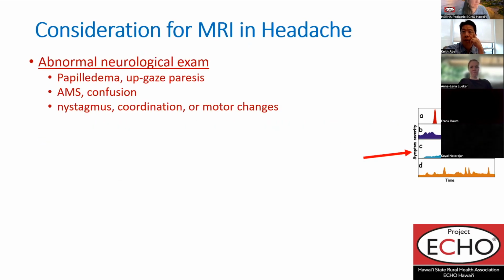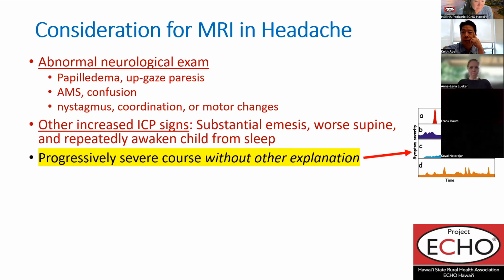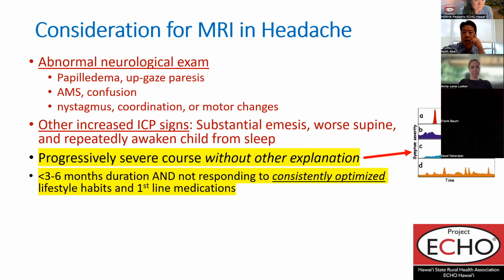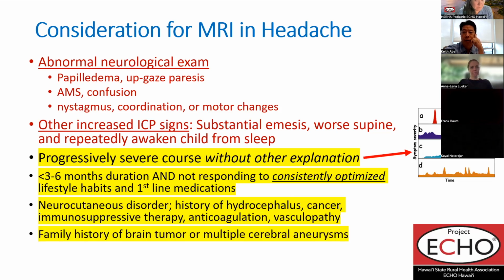And so again, abnormal exam, increased ICP signs, this progressive course, unremitting without another explanation. If it's just persisting, progressive and new, and again, the yellow flags about other underlying conditions, or some strong family history of vascular or neoplastic conditions.